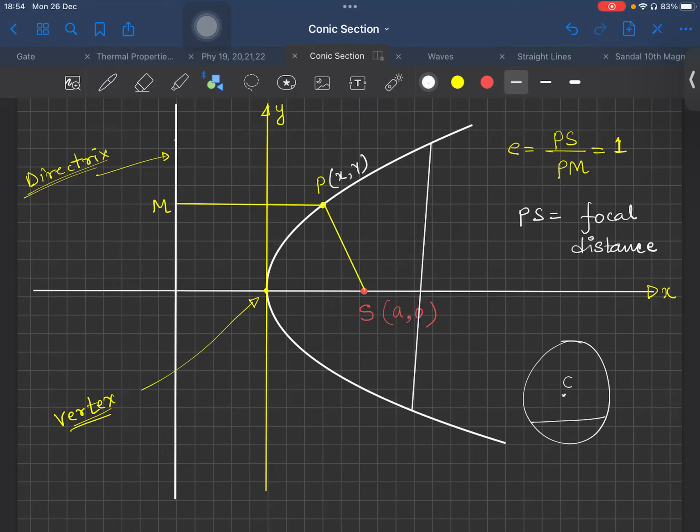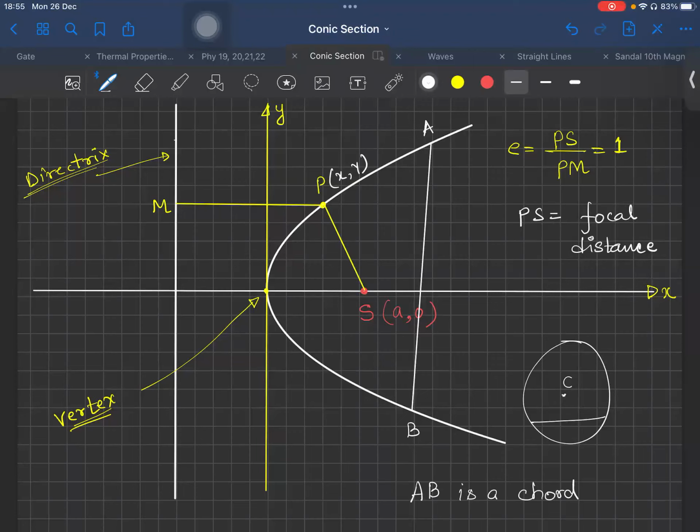Let's name it A and B. So AB is a chord, some chord. We don't know the equation of this chord and other things.